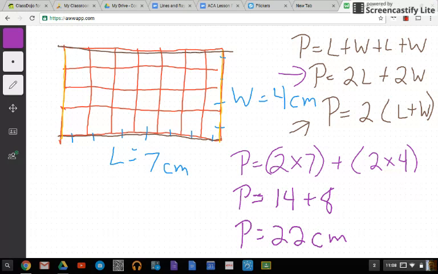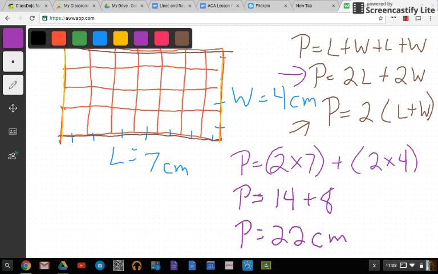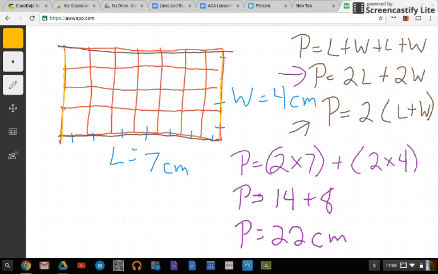Now, just to show you, every single one of these would work. I'm going to use the one on the bottom, my preferred perimeter formula. So if I say that the perimeter is equal to 2 times the length, which is 7, plus the width, which is 4. So that means perimeter is equal to 2 times 11. So that means the perimeter is equal to 22 centimeters.